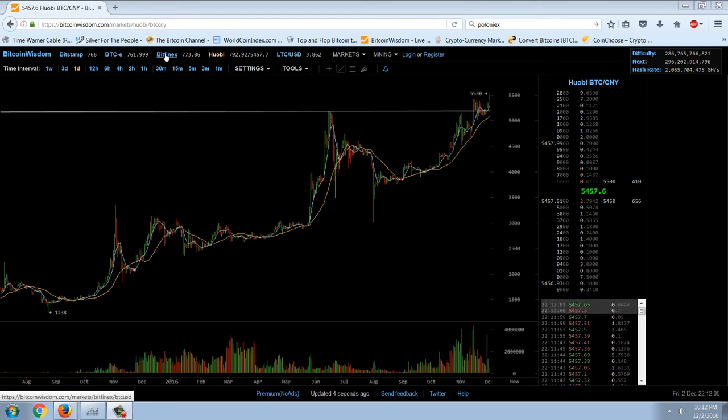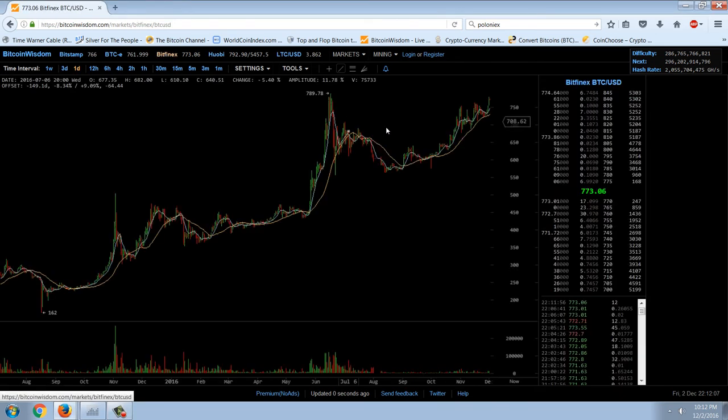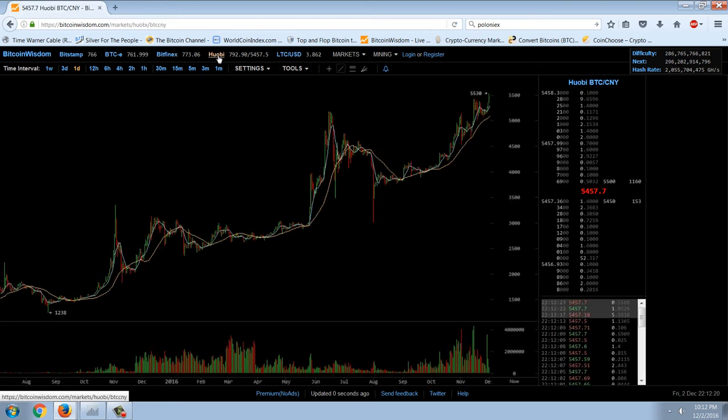If we jump over to Bitfinex, you can see that we're in US dollars on the US exchange. We haven't yet exceeded that high, which is about $790, and we're sitting about 773. But again, China has already exceeded that.